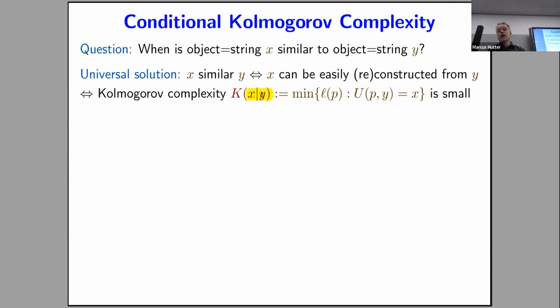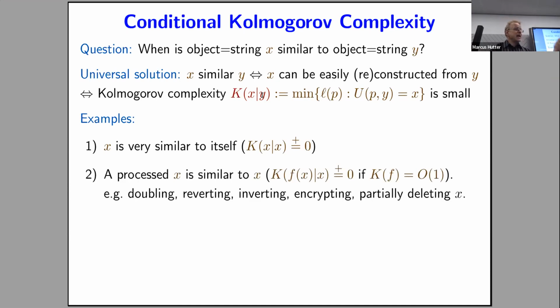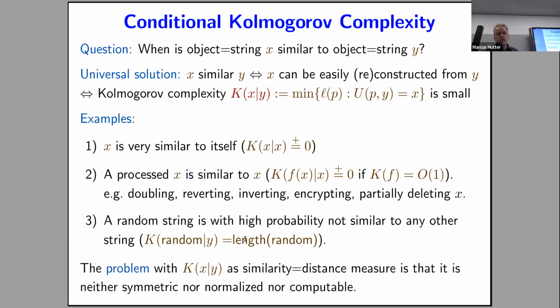And by the way, in machine learning, it is often a big problem what similarity measure you use. I mean, you have two images. When are two images similar? And all kinds of more sophisticated metrics. And this is sort of a universal solution to the problem of a distance between two objects. Okay, and so X is very similar to itself. And indeed, K of X given X is 0. If I process X, flip the bits, all of them, or something, it should still be similar, and that is also the case. And a random string should be dissimilar to any other string, and this is also indeed the case. So that seems good, but it's not symmetric, it's not computable, and it's not properly normalized in a sense I come to in a second.